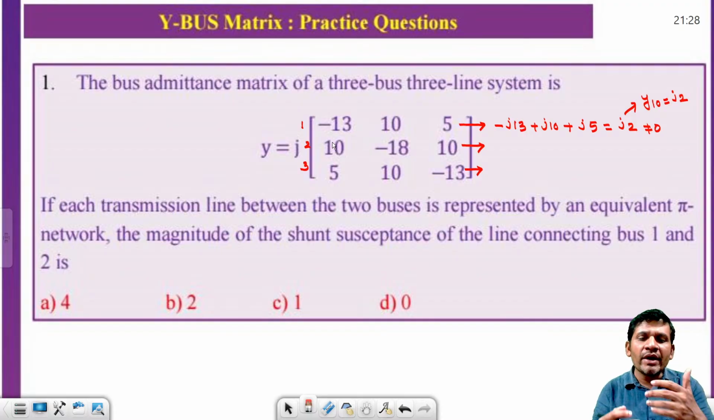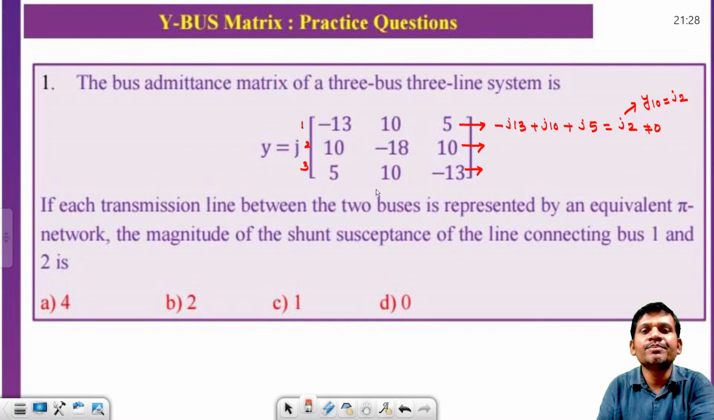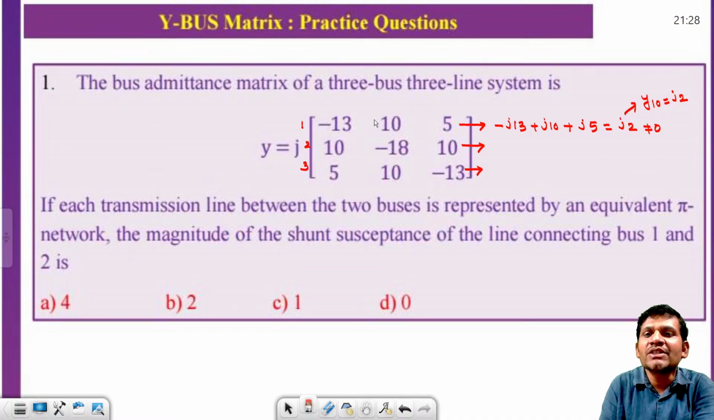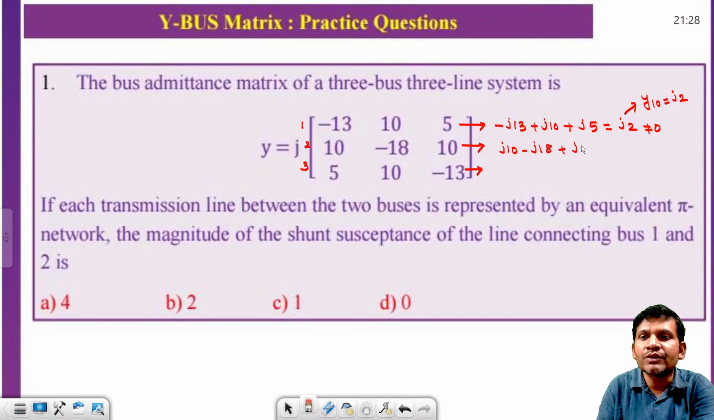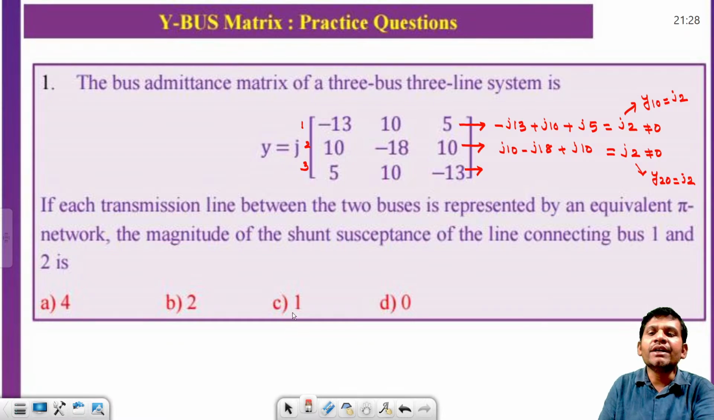If any different point comes from this, you have to learn some points that you have to remember. Okay. Bus 1 is having the shunt element. What about bus 2? This is j10 minus j18 plus j10. This is also not equal to 0. That is, even bus 2 is also having a shunt element, j2.